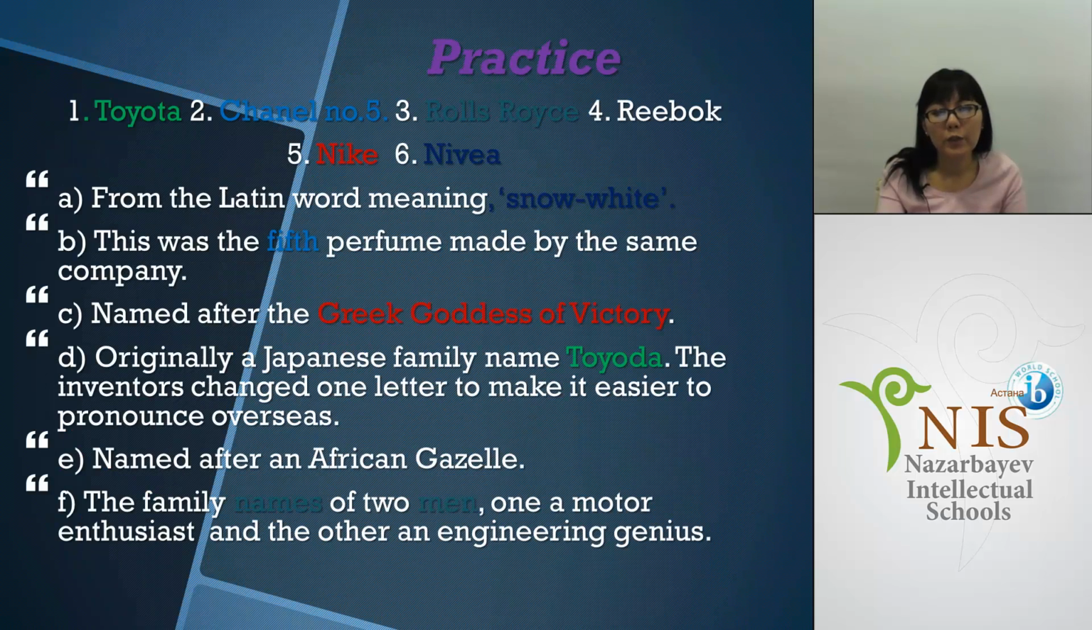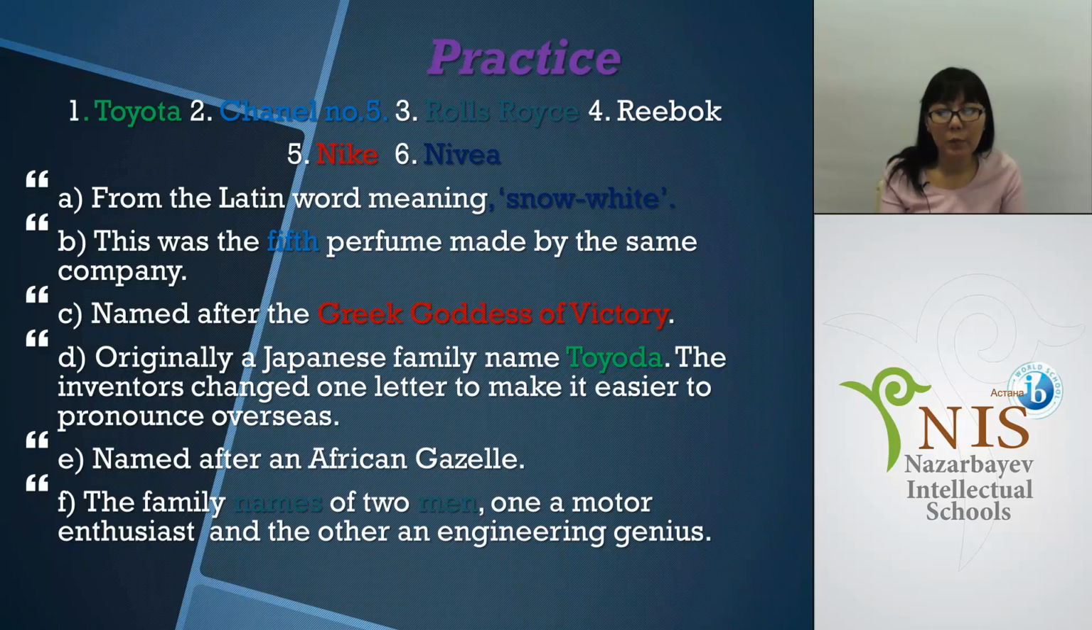And there are a lot of other examples like Toyota, Chanel number 5, Rolls-Royce, Nike, and you can see the definitions. So Toyota is originally the Japanese family name Toyoda, with a D letter. And the inventors just changed one letter in order to make the pronunciation easier. And Nivea means snow white. It came from Latin. And if we talk about the fragrance Chanel number 5, this means the fifth perfume made by the same company.